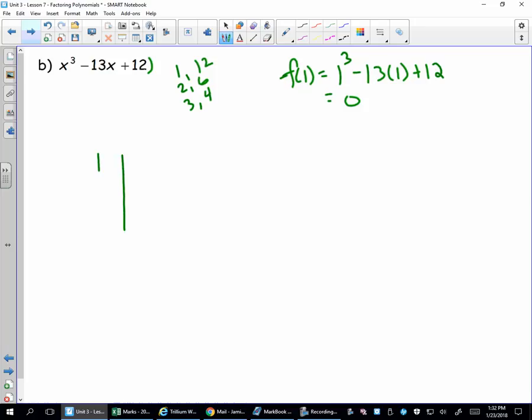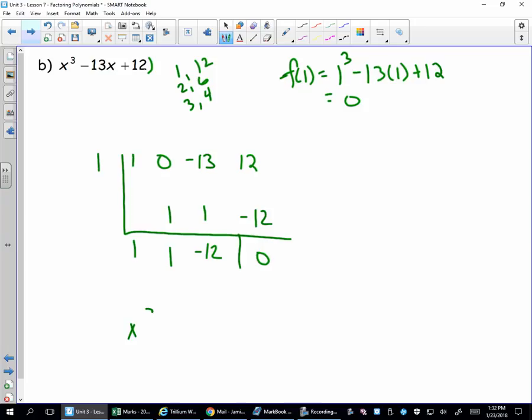It's a 1. Synthetic division: I have a cubed, I've got no squares, I've got -13x's, and I've got 12. We know it's going to come out to 0, assuming we did it right, because our factor theorem says that. So let's check it. Bring down the 1 and multiply. Add and multiply, add and multiply, and hey, -12 and 12 makes 0. So it is right.